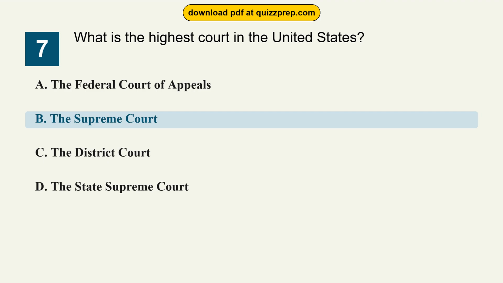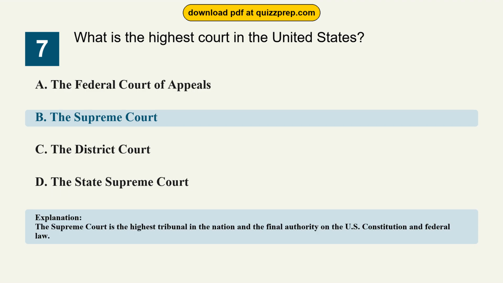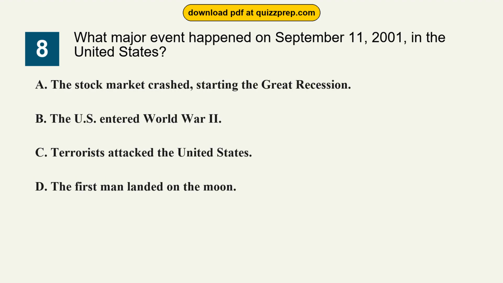The correct answer is option B. The Supreme Court. The Supreme Court is the highest tribunal in the nation and the final authority on the U.S. Constitution and federal law. Question 8. What major event happened on September 11, 2001, in the United States?